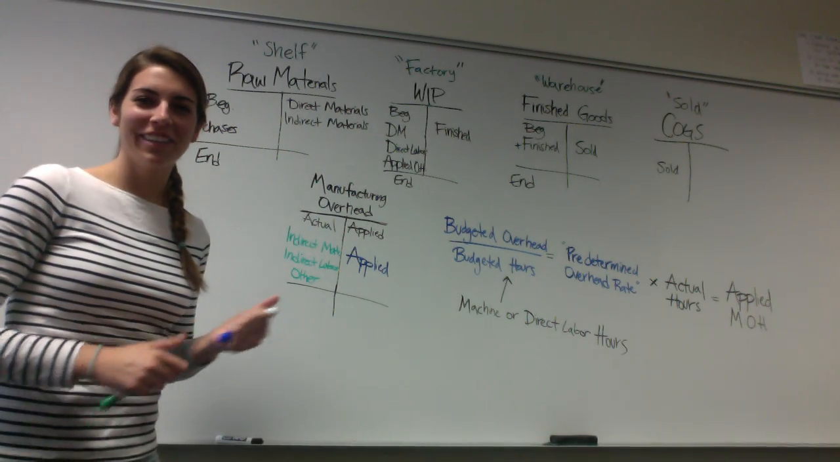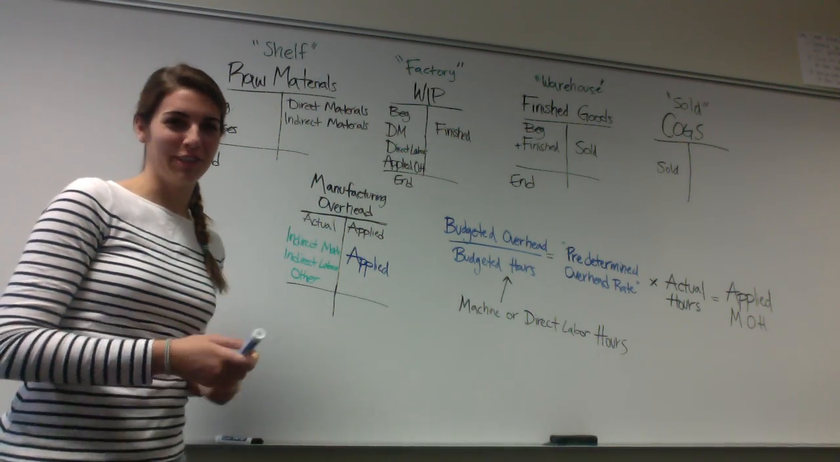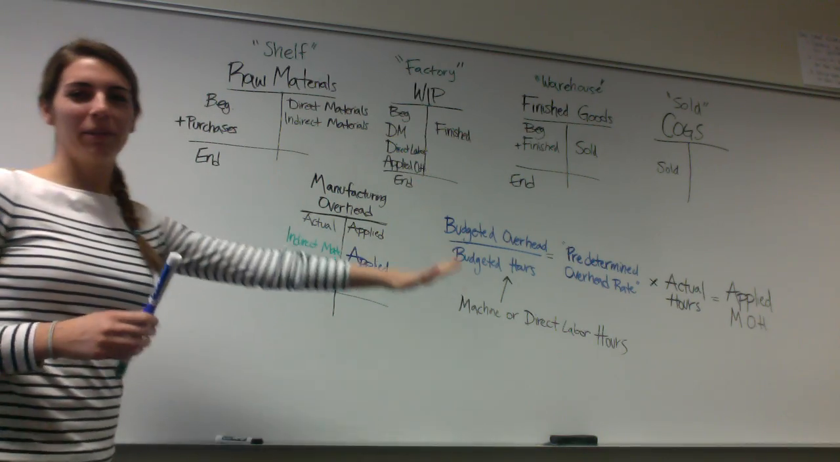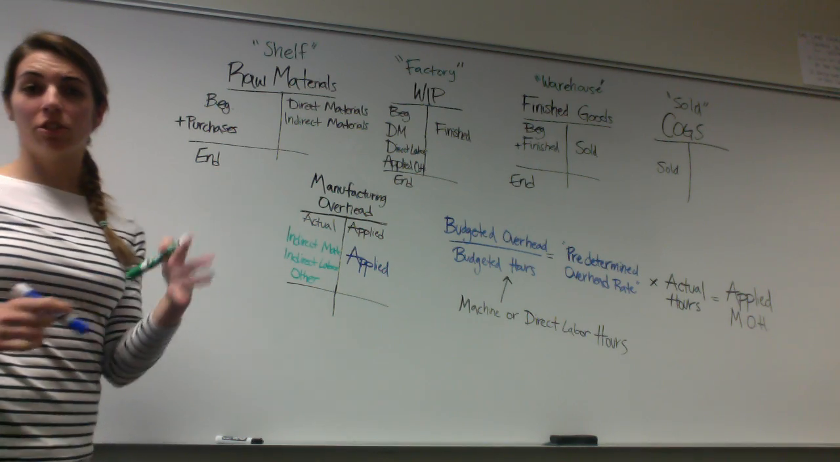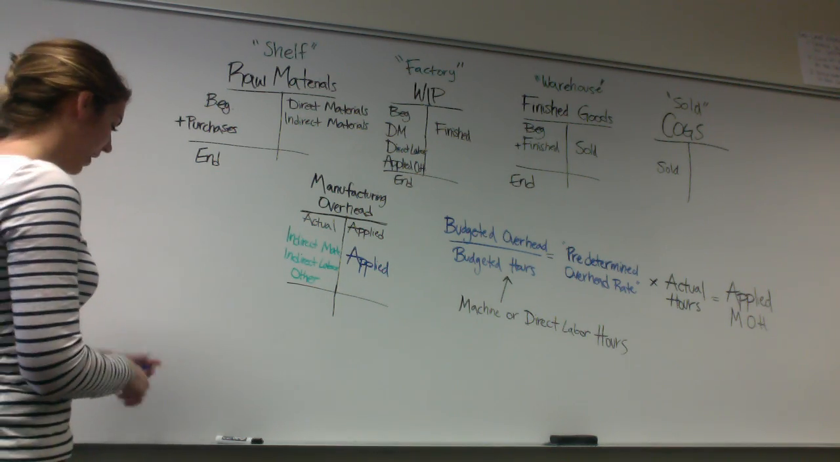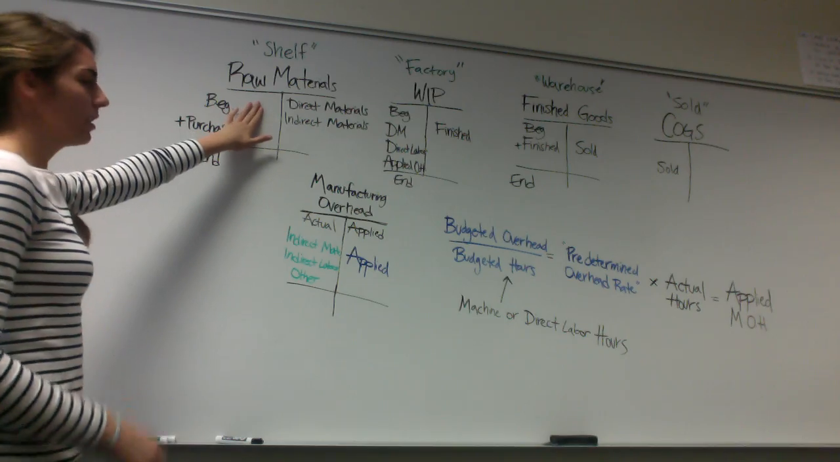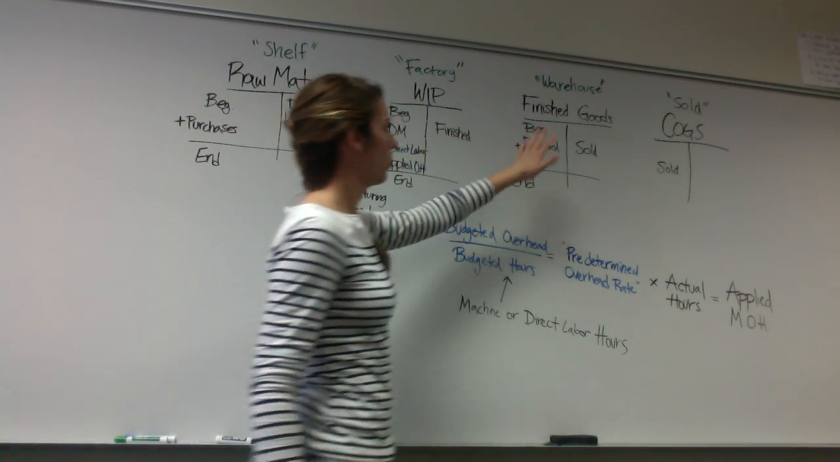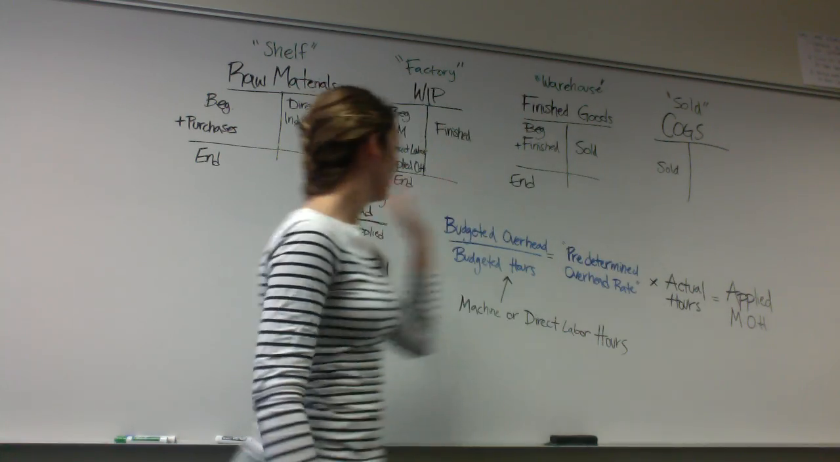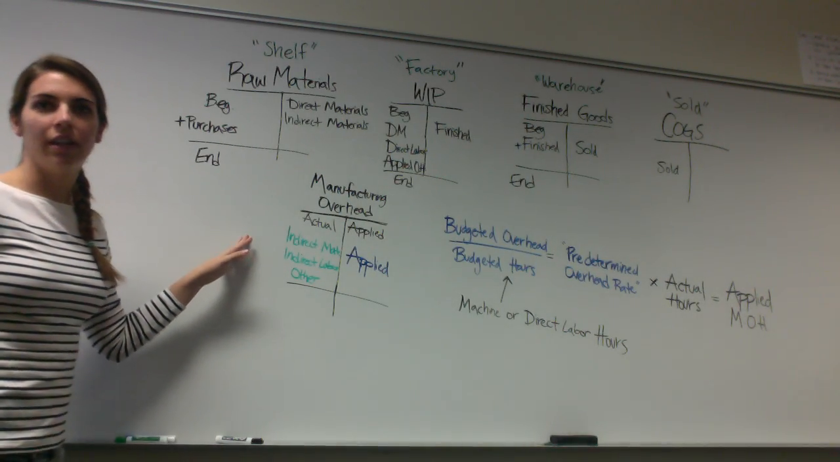All right, so today we're going to talk about manufacturing cost flows. As you can see, I've already put up here on the board the different T accounts you're going to want to use, right? So we have raw materials inventory, we have work in process inventory, we have finished goods inventory, cost of goods sold, and then manufacturing overhead.